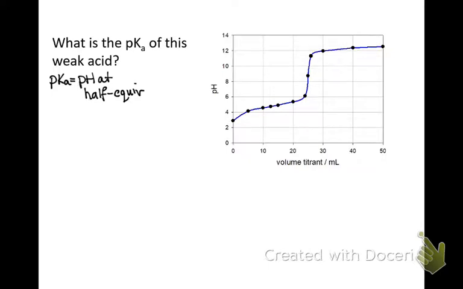On this curve we looked at before, we said that the volume of the equivalence point is 25 milliliters. So that means that the half equivalence point is 12.5 milliliters. And then we can look for the pH at that point and find out that the pKa here is about 5. Another way of looking at that is that the pKa is the pH at this inflection point where the curve changes from being concave down to being concave up, or in other words, where the slope equals 0.